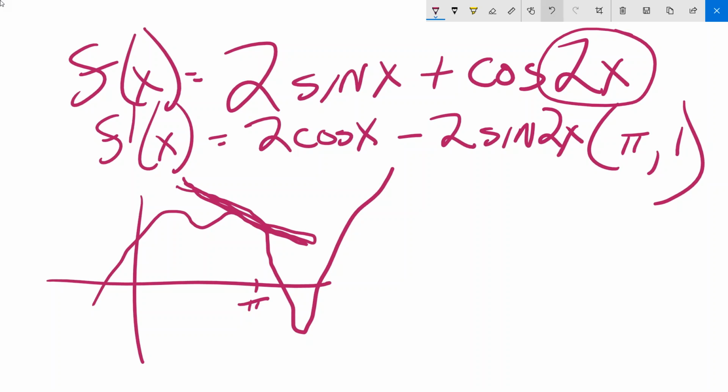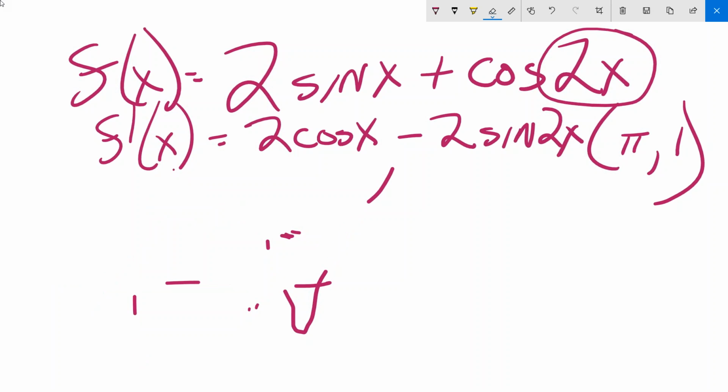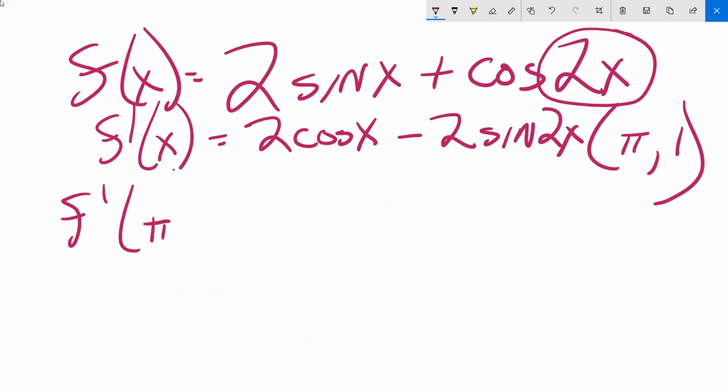Okay, so now the next step. Let me erase that graph and have a little room to write. They want the slope when x is pi.